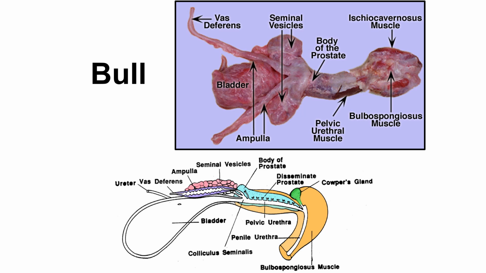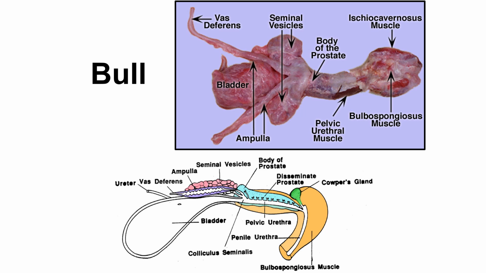The top image shows the actual specimen of a bull reproductive tract. Here, the vas deferens is seen entering the tract, one coming from each testis. We also have the ampulla, shown in the figure, and of course the seminal vesicles, one on each side. We also have the body of the prostate, and compared to the others, it is not very distinct. The disseminate portion of the prostate is buried under the pelvic urethral muscle.